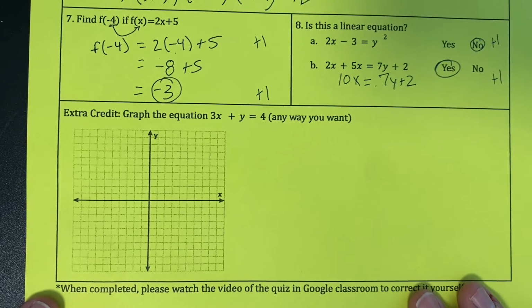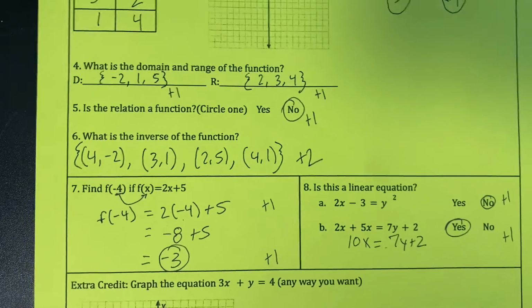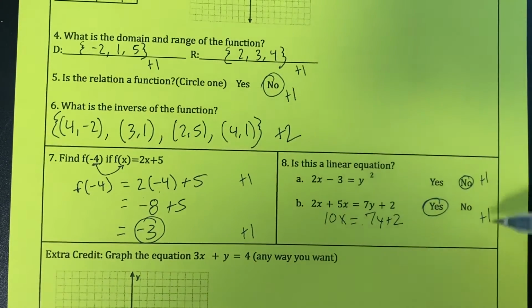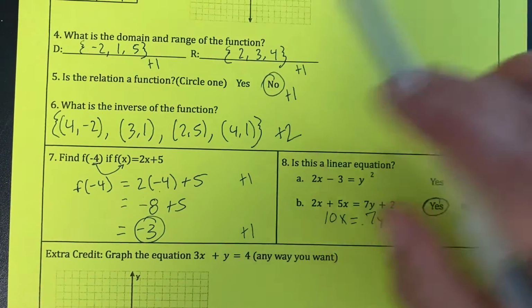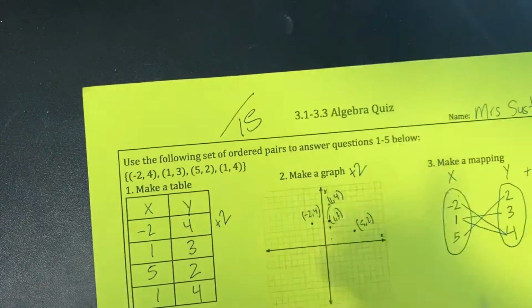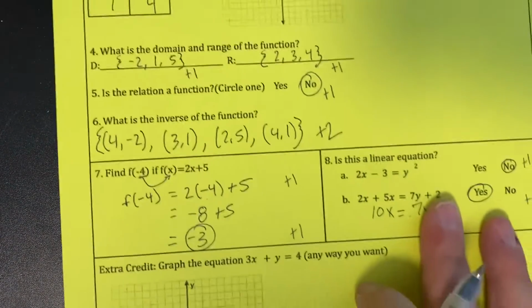Okay, and so let's total these up. So I had 1, 2, 3, 4, 5, 6, 7, 8, 9, 10, 11, 12, 13, 14, 15. Okay, out of 15 points there.